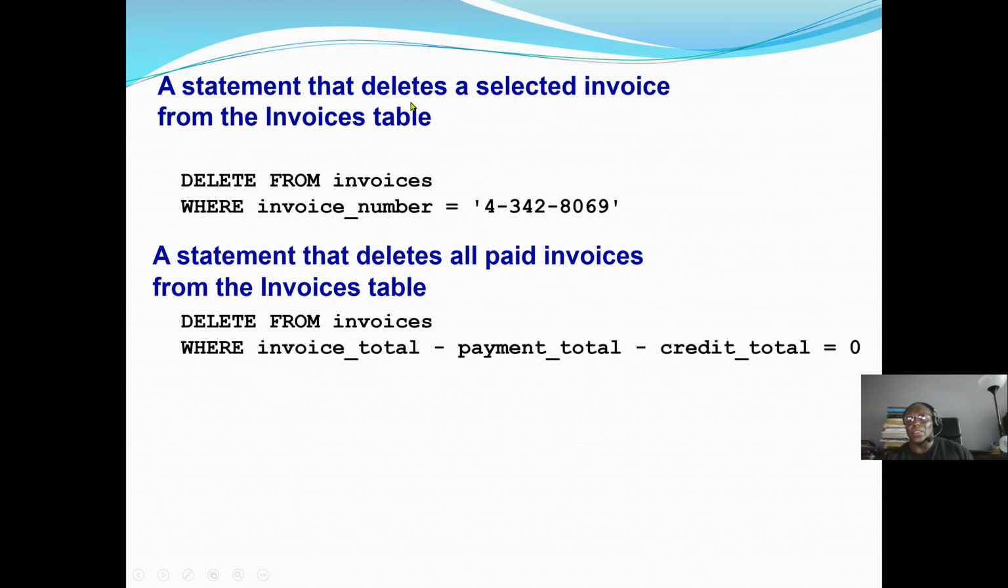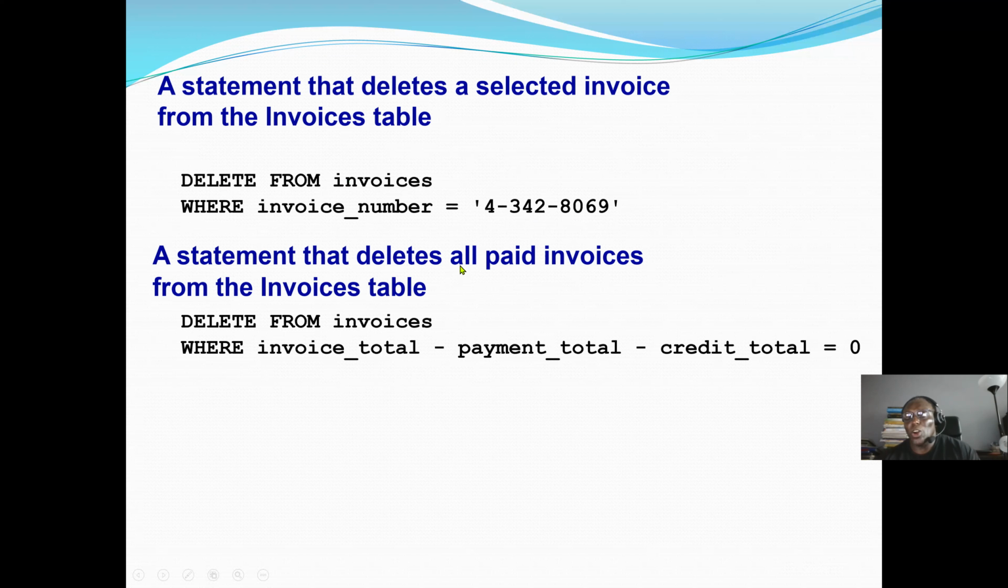A statement that deletes a selected invoice from the invoice table. So if I want to delete an invoice from invoice table, I use the command delete. So delete from invoice, the table, where the invoice number equal to given. So if we see the invoice number 4-342-8069, we are going to delete it, that record.